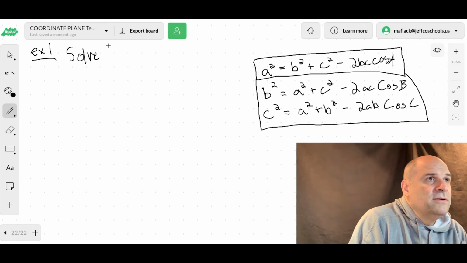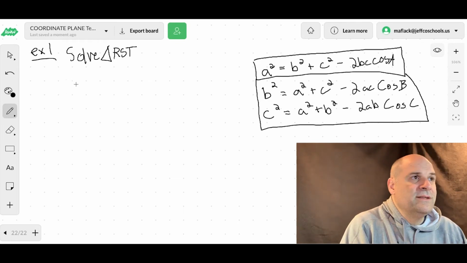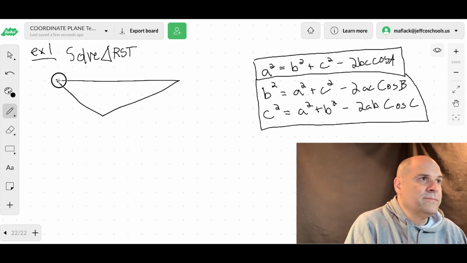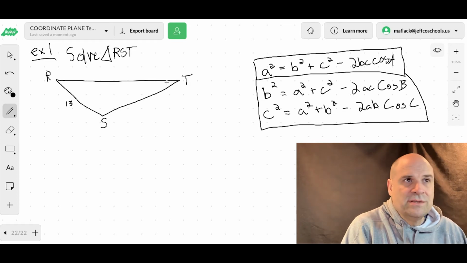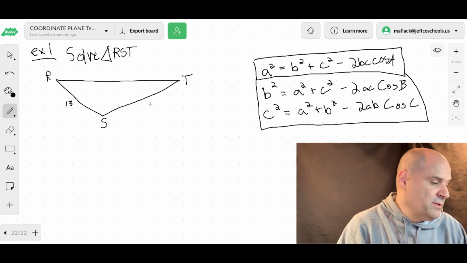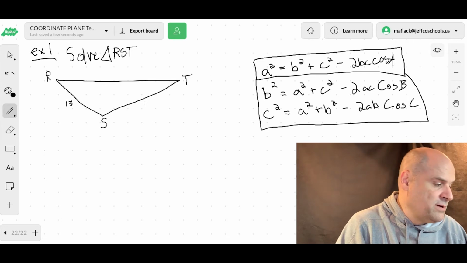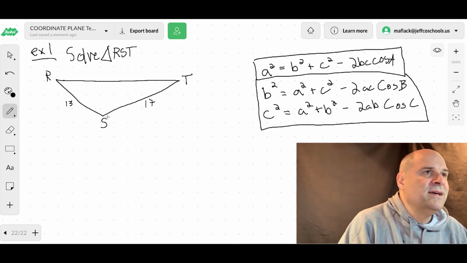Solve triangle RST. When it just says solve a triangle, that just means find all the missing components. So let's draw a triangle here and call this RST. Lowercase t, remember, is across from uppercase T, so lowercase t would be 13. Lowercase r would be 17. And then we don't know this, so we're going to call it lowercase s.